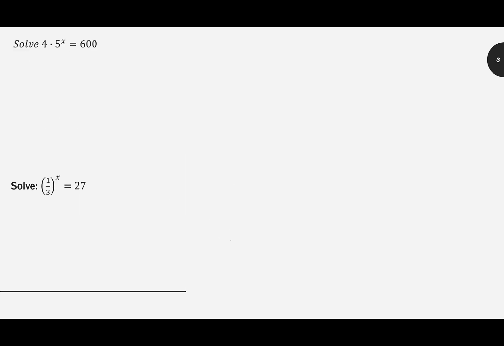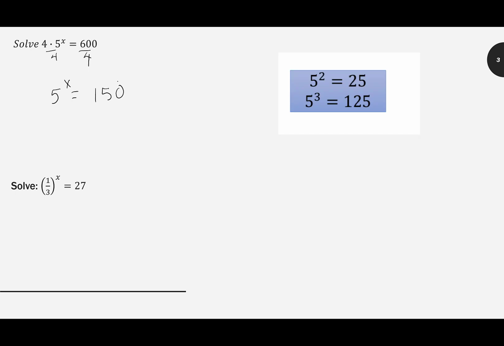So let's make that bigger. Here I have 4 times 5 to the x is 600. So what we want to do is get the exponential part, the 5 to the x, by itself. So we would divide by 4. This says 5 to the x is equal to 150. Now, if you try powers of 5, you get 5 squared is 25. You get 5 cubed is 125, and then you do 5 to the power 4, and you get 625. Now, that means we skipped right over 150. So 150 is not a perfect power of 5.